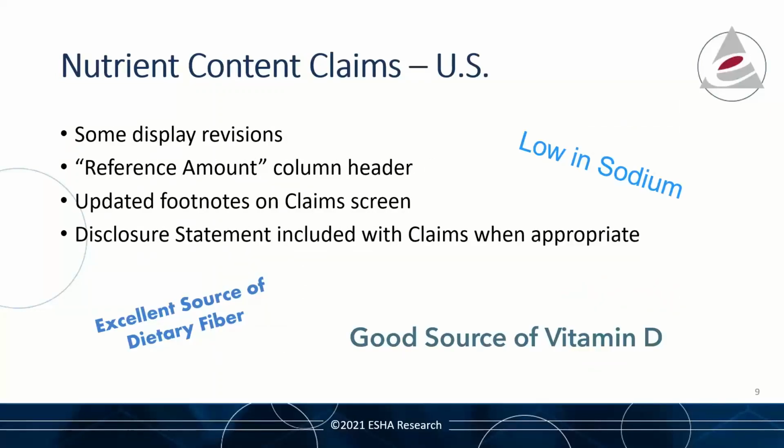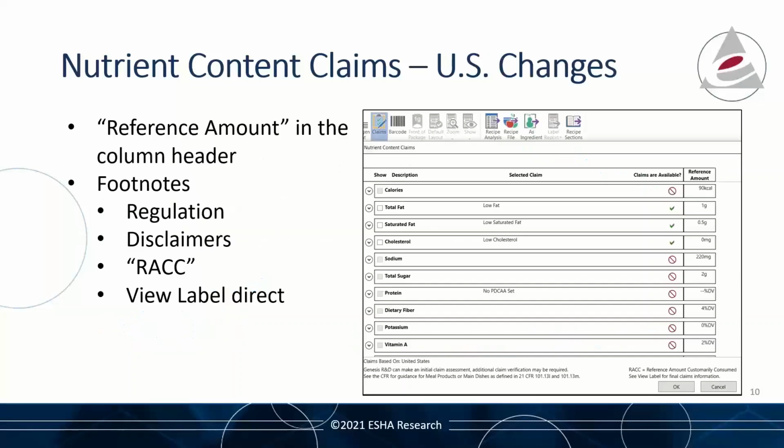Genesis 11.11 also offers some updating of the nutrient content claims for both the US and Canada. For the US set, you'll see some display revisions to hopefully improve the clarity of information presented when working with the claims. Here you can see the screenshot of the U.S. nutrient content claims features. The reference amount column was previously referred to as nutrient amount, so that's been renamed. This column shows the amount of each nutrient for which possible claims are being compared.